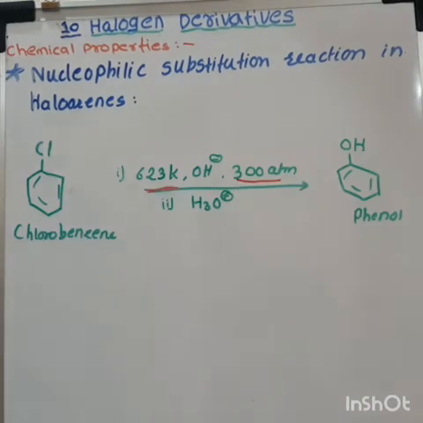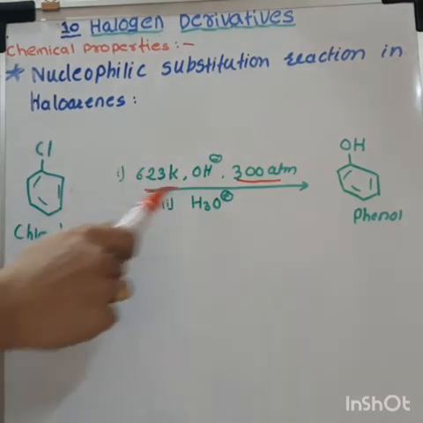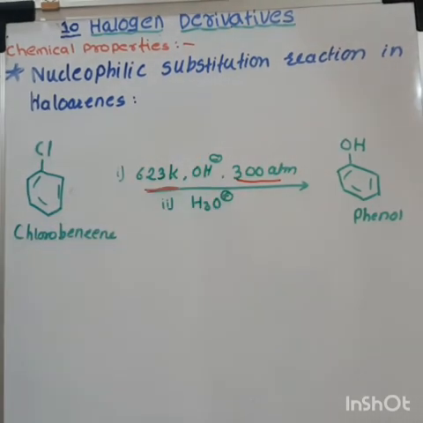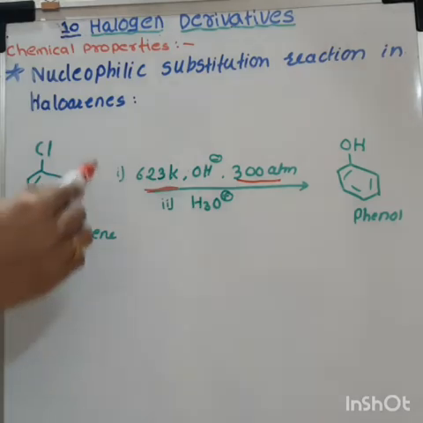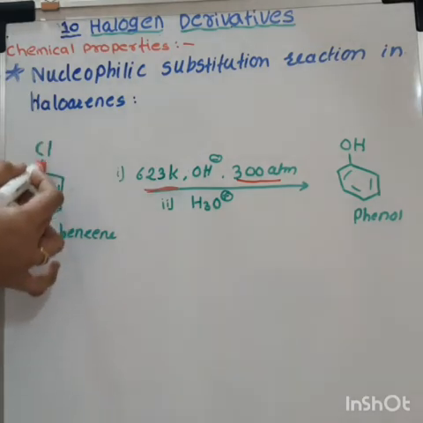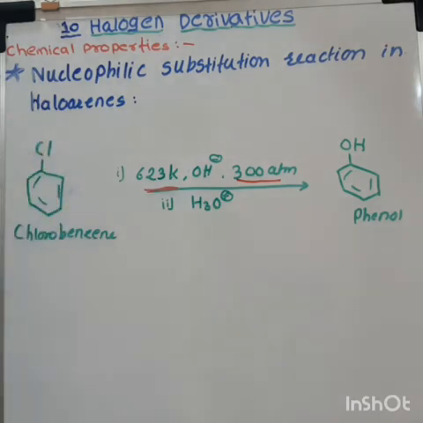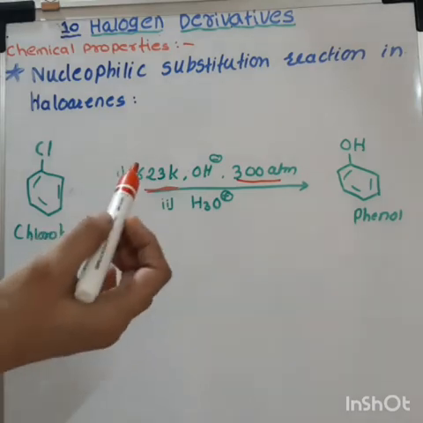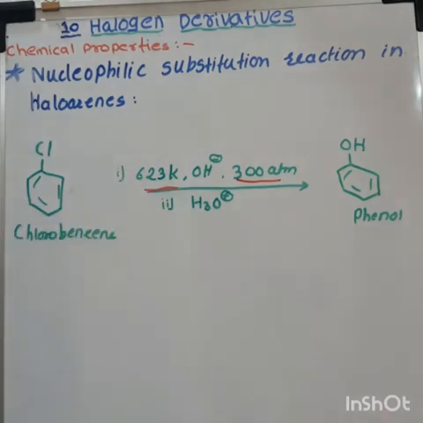In this reaction, chlorobenzene is converted to phenol, but the required pressure and temperature are too high, that is 623 Kelvin temperature and 300 atmosphere pressure. This energy is too high. To overcome this, electron withdrawing groups can be helpful to increase the reactivity of chlorobenzene. That means to weaken the bond between chlorine and carbon.